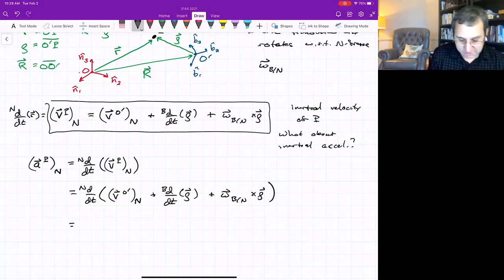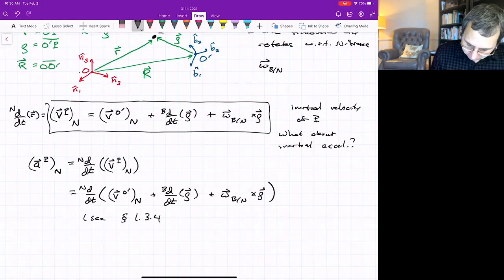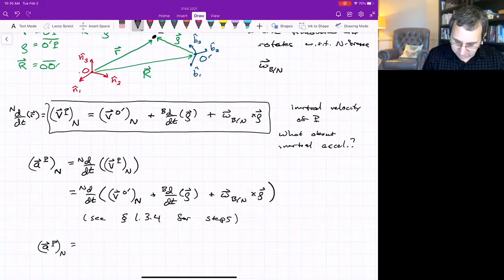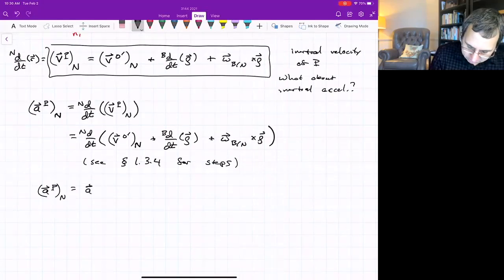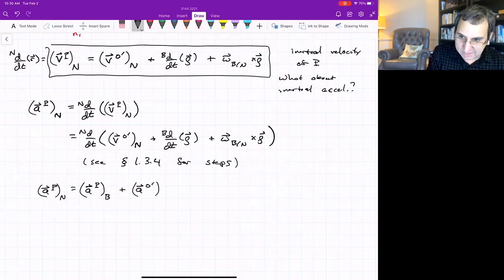And we'll get some stuff. It's probably more important to interpret it than to derive it. So I would say, see section 1.3.4 for the steps. But this is what we arrive at, okay? We get the five-part acceleration formula. So it's the acceleration of P as seen by the B frame, plus the acceleration of the origin of the B frame as seen by the N frame, plus this is an alpha B with respect to N cross rho.